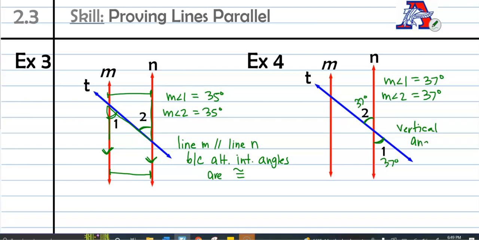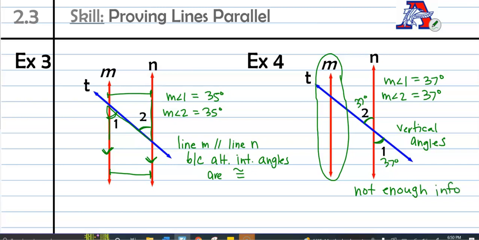And vertical angles are always congruent, no matter what. The reason why this isn't helpful is because angle 1 and angle 2 are both on line N. There is nothing attaching them to line M. We didn't even need line M to have angle 1 and angle 2. So there's not enough information. It is possible that those two lines are parallel. They may very well be, but we don't have enough information to prove that they are, because vertical angles don't give us any proof that two lines are parallel.